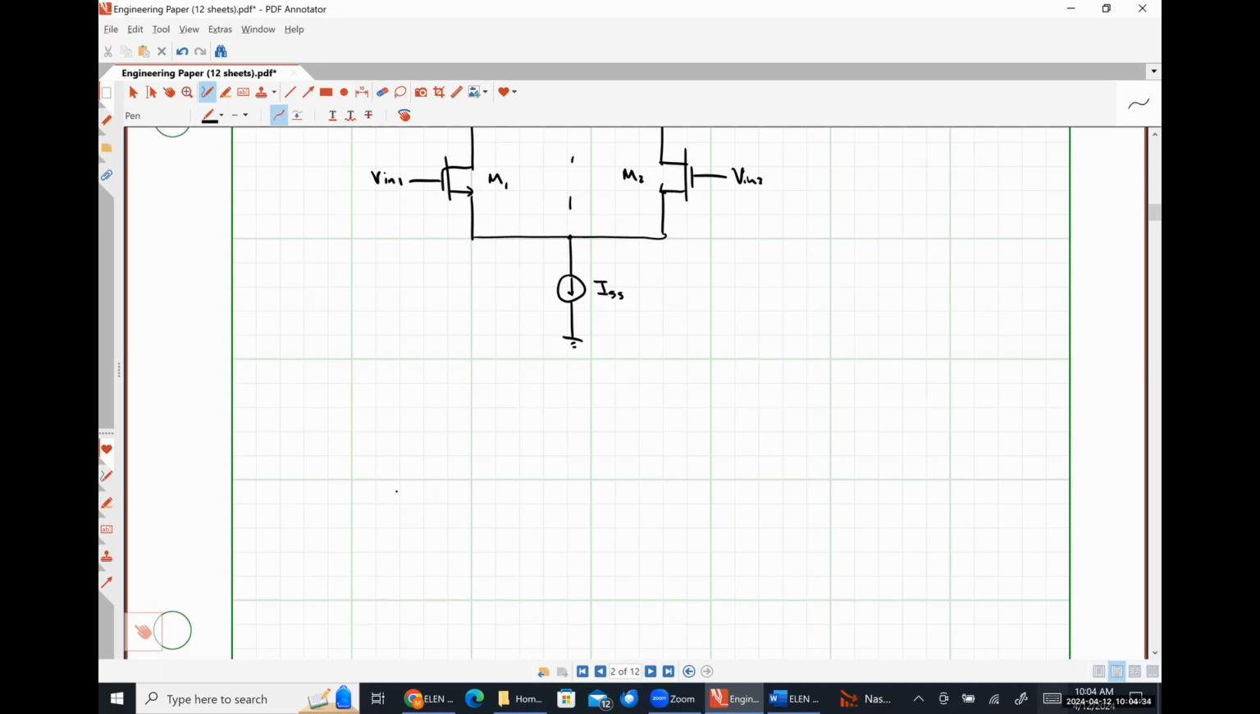Perfectly, right? So we can just analyze a half circuit. The half circuit for this guy would look something like this. So let's see. The gate of 3 would be here at ground. Here's VSG3. GM3 VSG3.